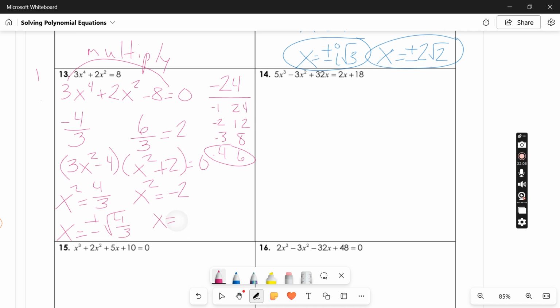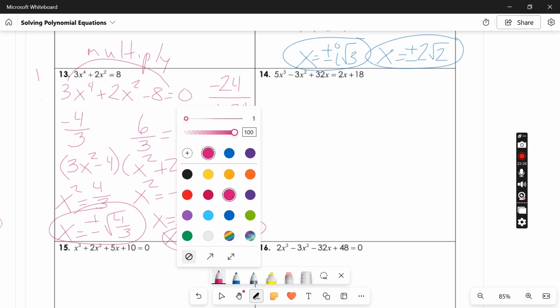And then x equals positive and negative square root of negative 2. And now, again, this negative 2 has to be written with an i. And there is a different way to rewrite this square root of 4/3, but we can talk about that when I get back. I'm not too worried about it right this second.